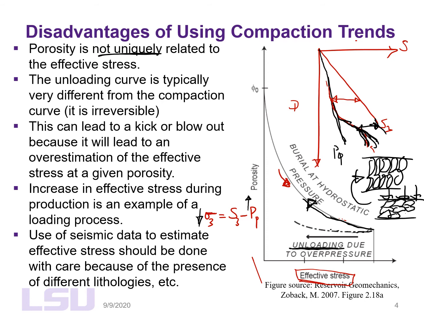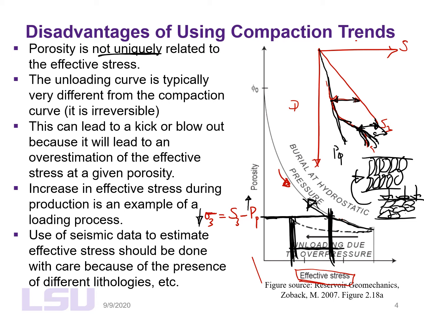If you had assumed the unloading path was same as the loading path, then at this value of porosity, you'll be estimating that your effective stress is this value, which is much higher than this. So if you overestimate effective stress, meaning you are overestimating this mud window, when in fact it's much smaller, then you can take a kick, right? And that's why it's important to be able to estimate these pore pressures correctly.